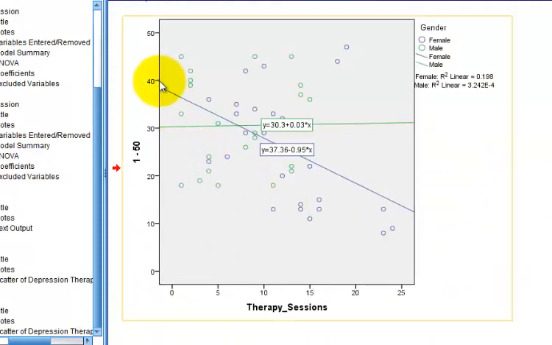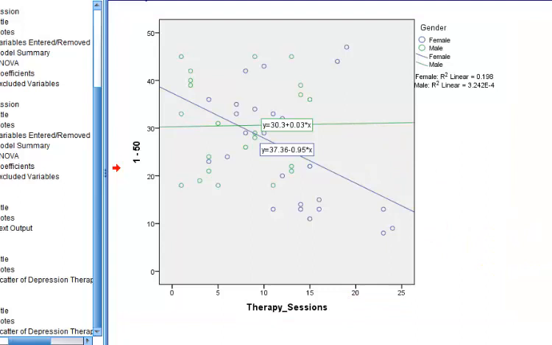So since these two lines are not parallel, it's obvious to me that the relationship between therapy sessions and depression is significantly different between the males and the females. So again, the blue line is this one going down. What this means is the more therapy sessions a female has, the less depression she has. But with the green one, those are the males, it says basically it really doesn't matter how many therapy sessions they have. It does not affect their depression scores.